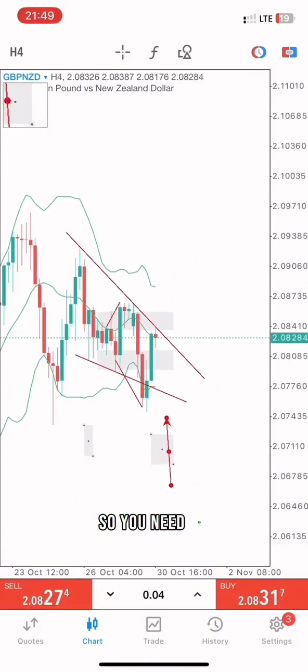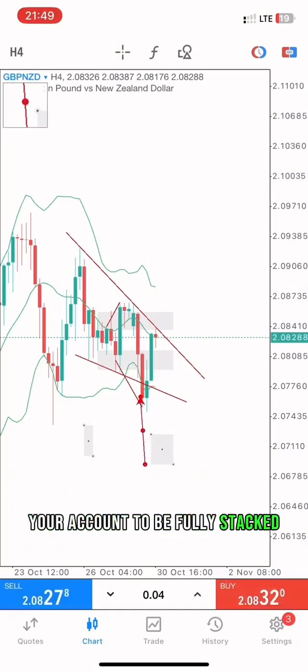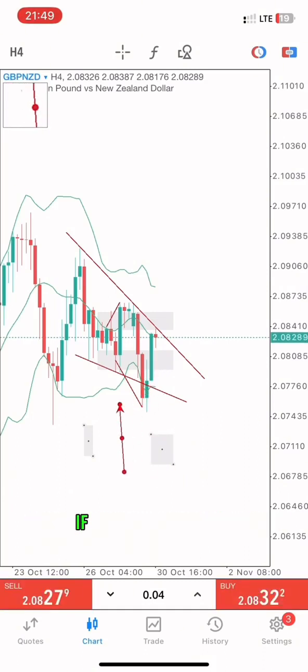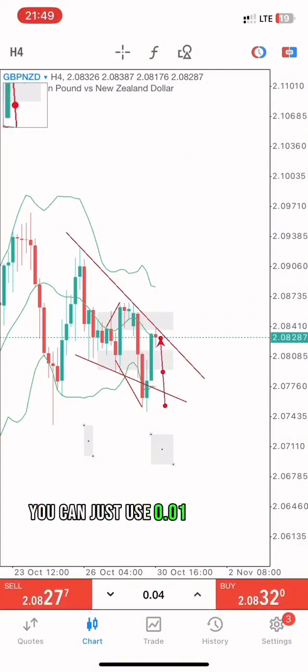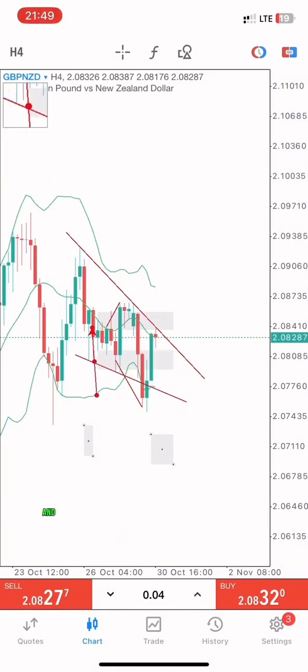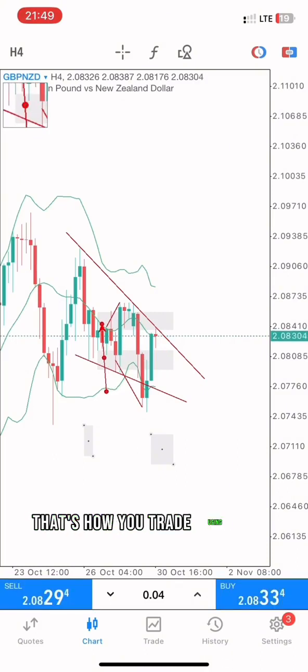you need your account to be fully staked if you want to go full margin, if you're really sure. Or you can just put a very small position. You can just use 0.01 and leave it like that. I'm sure it will be very safe for you guys who have small accounts. So that's how you trade using the Bollinger Bands.